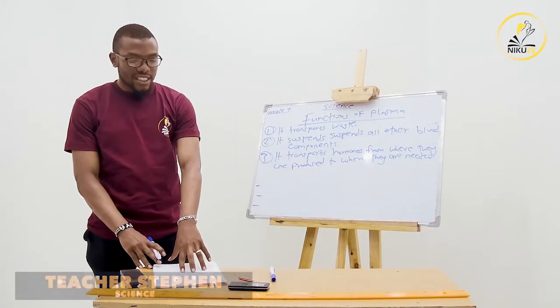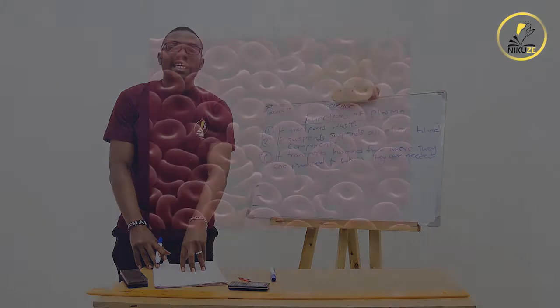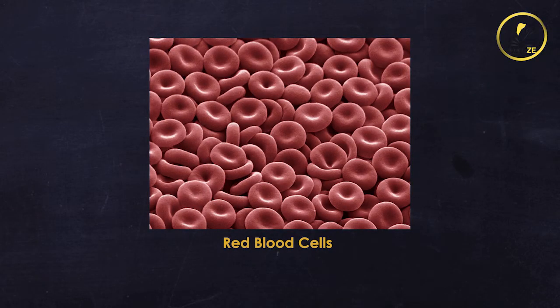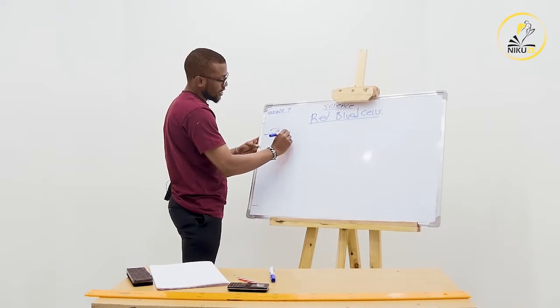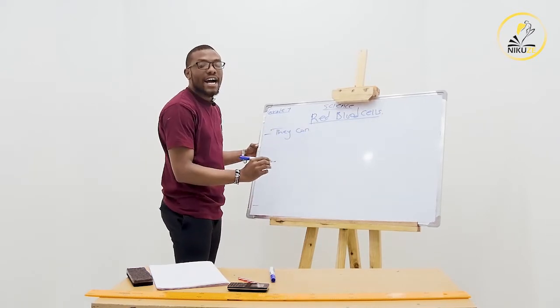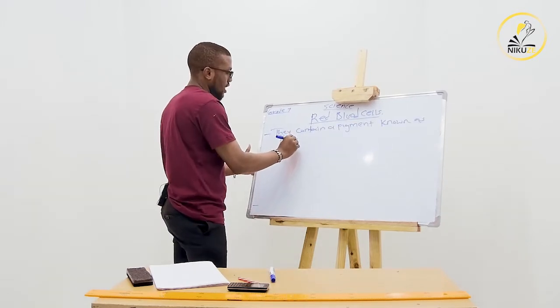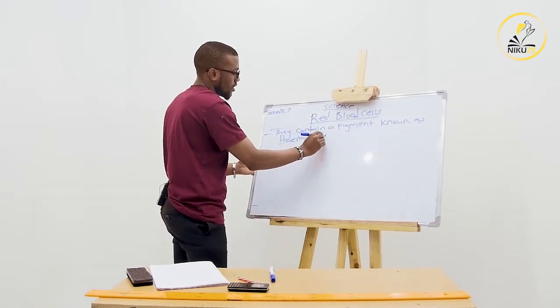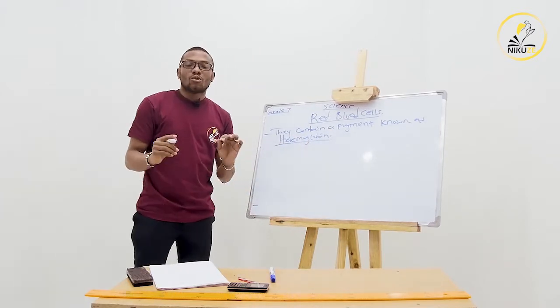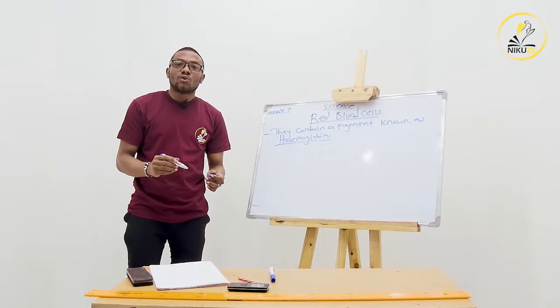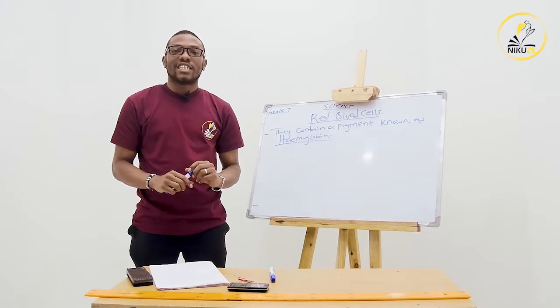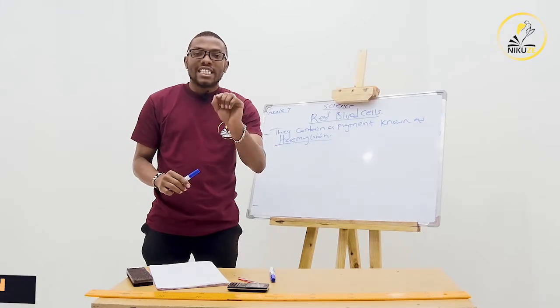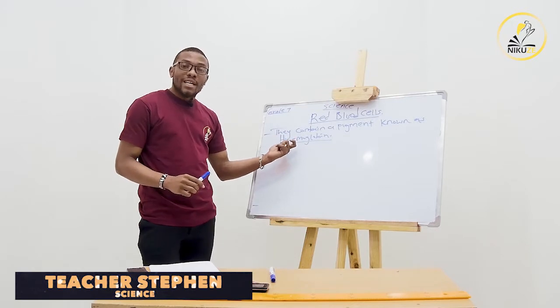Next, we move to component number 2, which is the red blood cells. They contain a pigment known as hemoglobin. Hemoglobin is simply the red coloring pigment. This is what gives the blood its color. If you cut your finger, or if you get injured, what comes out is the blood, and that blood is red in color.